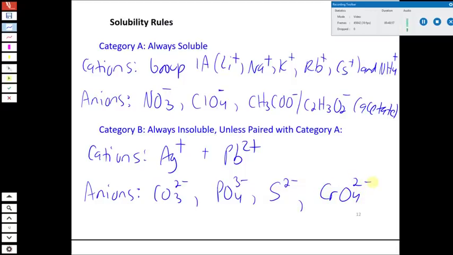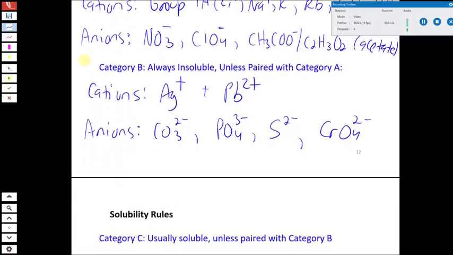So if the ionic compound has one of these anions in it, it will be insoluble unless the cation is group 1A or ammonium. Any other cation paired with these anions, that compound would be insoluble and it would form a precipitate if it was formed as a product of your reaction. Okay? So those are two categories that I think are very helpful to look for first because it makes it easy to identify potentially which one is or is not the precipitate.